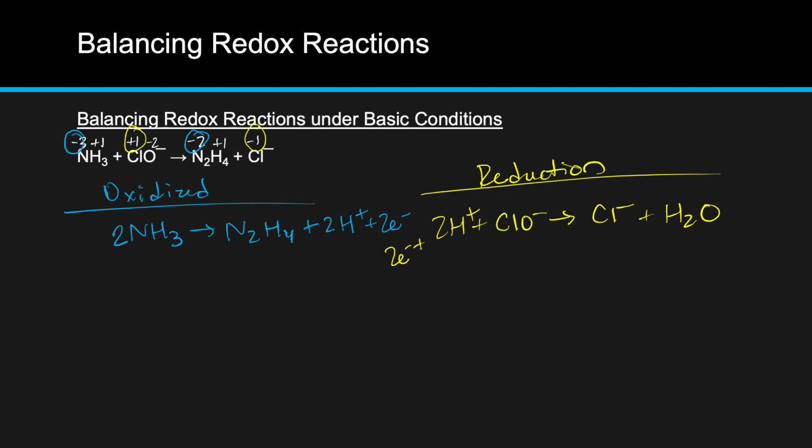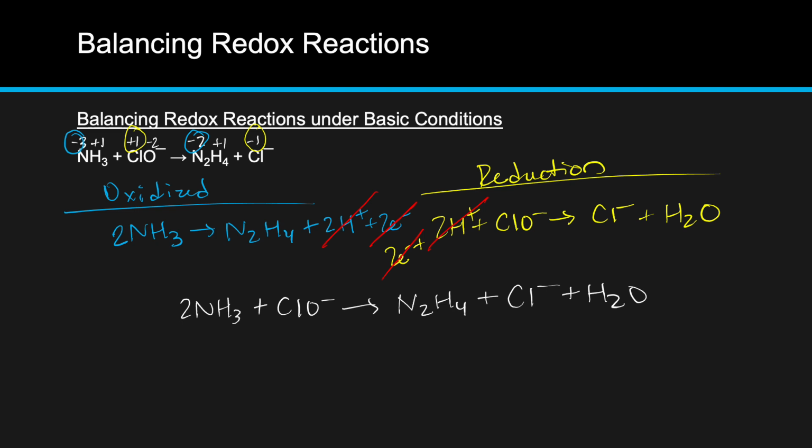So now let's cancel out our electrons, which are already 2 on each side. We also have 2 hydrogen ions on both sides, so those cancel out. And then we are done and ready to combine. So for our reactants, I have 2 NH3 plus our reactant from the reduction side, which is ClO minus. And then for our products on the oxidized side, I have N2H4. And on the reduction side, I have Cl minus and H2O.